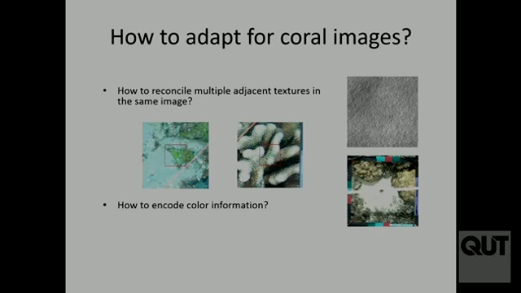And here's another example. You need to have a big enough receptive field so you can capture the structures that are discriminative for this type of coral. And then the other thing is, how do we deal with color? The previous work worked on grayscale, so how do we generalize that?